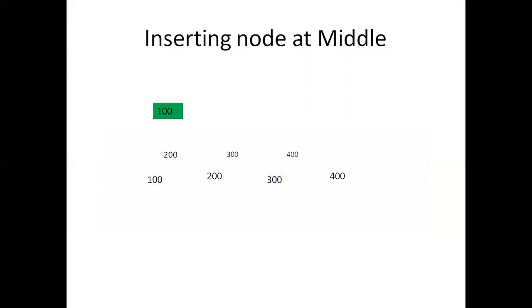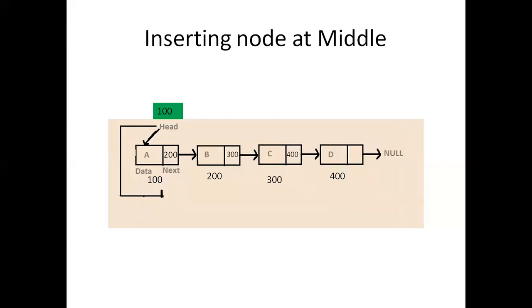Now, inserting at the middle position. If you observe the same list, I want to insert a node at the middle position, meaning after 100, or after 200, or after 300. How to insert? If you want to insert a node in the middle position, you have to travel until that particular node. Suppose you want to insert a node after B, you have to travel until the B node. If you want to insert a node after C, you have to travel from A to C. There you can insert our new node.